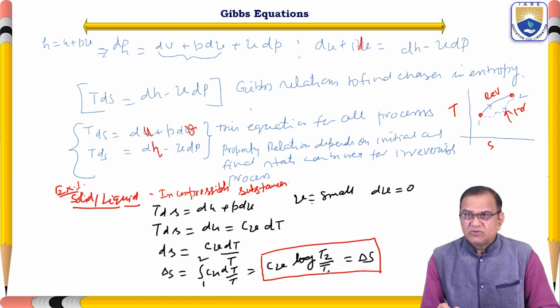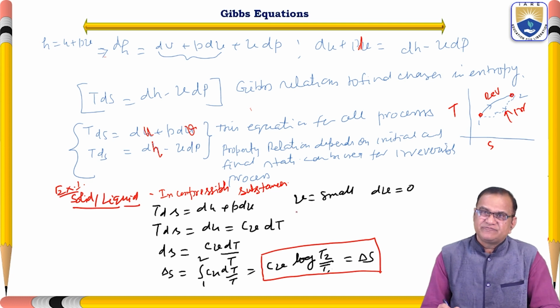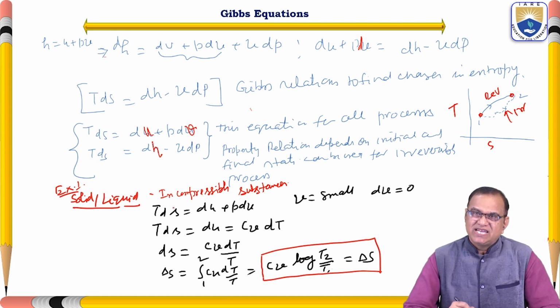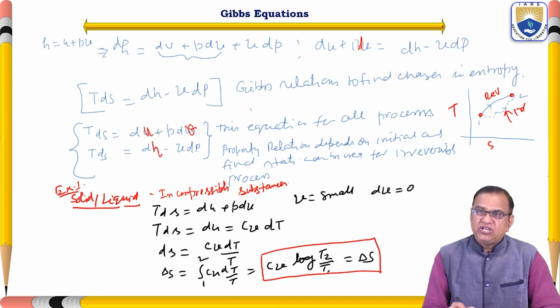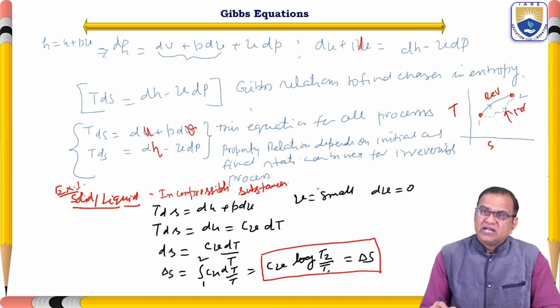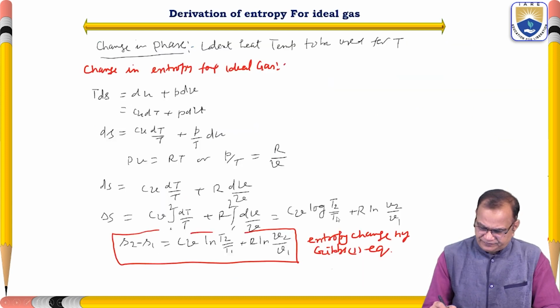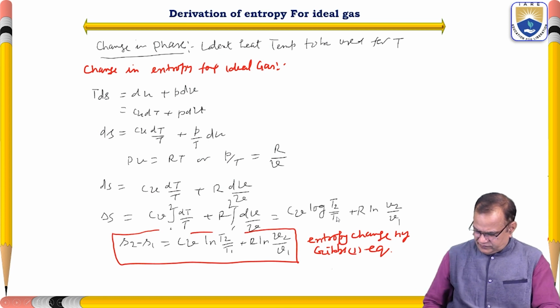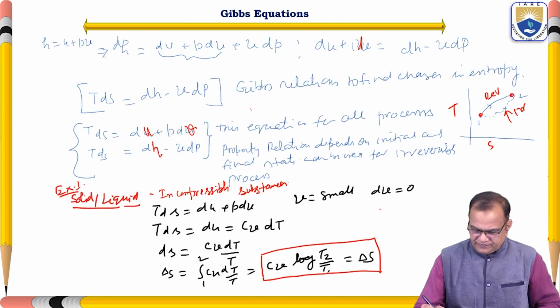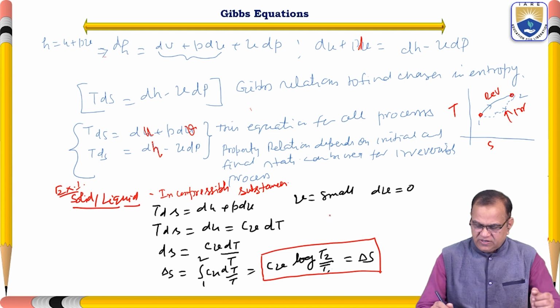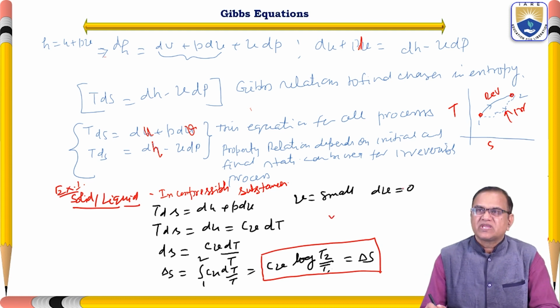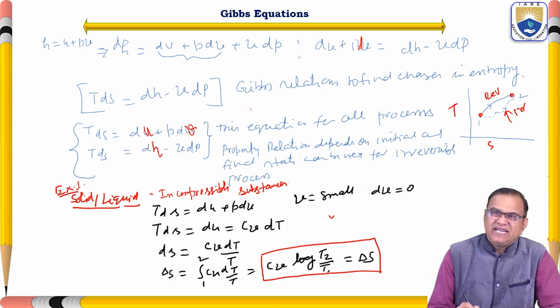For incompressible substances like liquids and solids, we have to use the equation TdS is equal to du plus PdV. The change in V is very small, so dV is equal to 0 here. So here we can see that TdS is equal to du, because the PdV term has become 0.